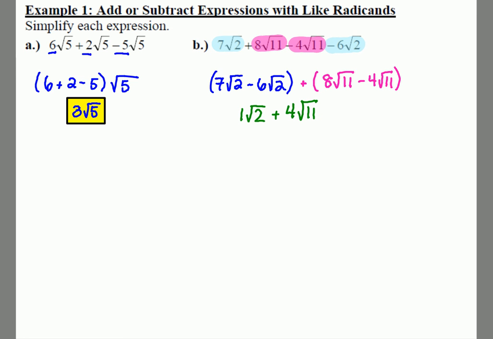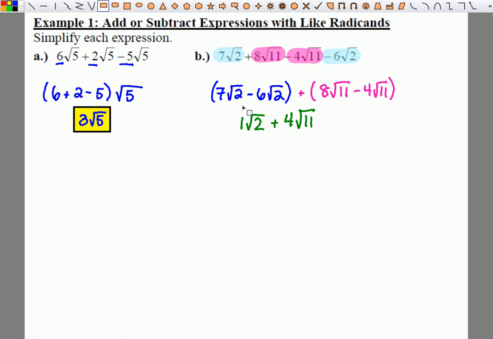Now you cannot combine a radical 2 and a radical 11, so you may have multiple radicals in your answer, which is okay. And there you have it.